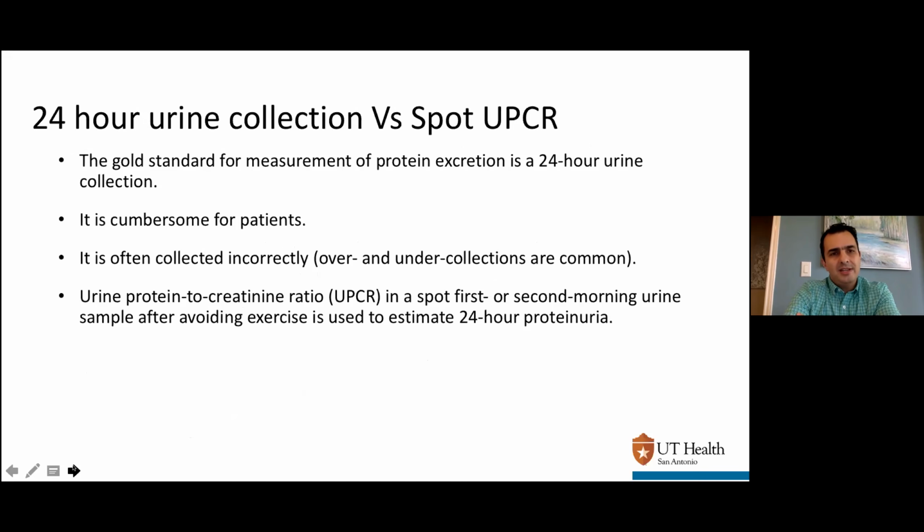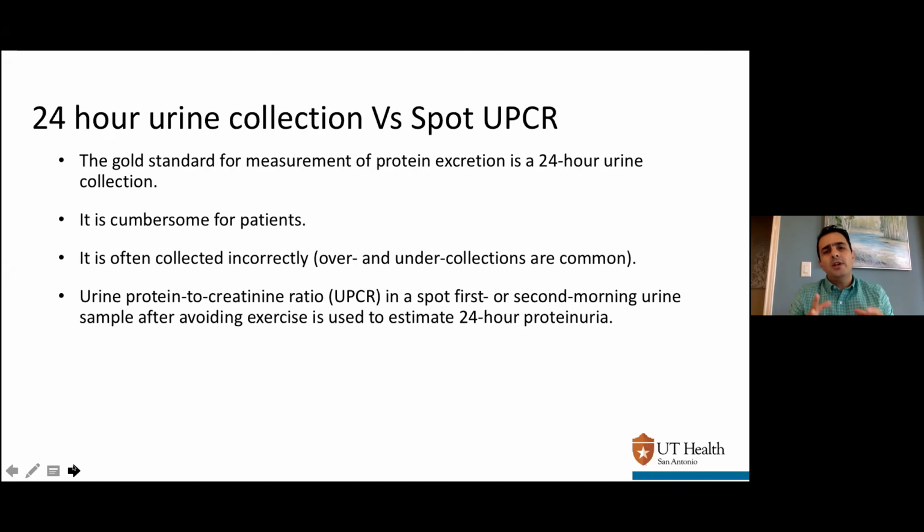So what's the best method to assess proteinuria? 24-hour collection is actually the gold standard for measuring proteinuria excretion. But it's really cumbersome. A lot of patients don't know how to do it. It's very often incorrect, over-collected or under-collected. So very often as nephrologists, we depend on the urine protein creatinine ratio to assess the degree of proteinuria. And usually you need to look at it in the first or second morning urine sample after avoiding exercise, because acute illness and exercise and other things could increase your proteinuria.